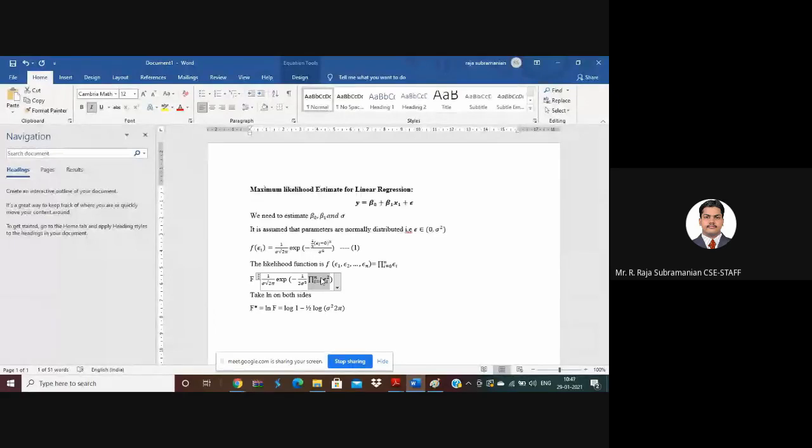So just these 4 lines I have taken for this class. Next, I'll take a log. Then I will substitute the sigma i with y minus beta naught minus beta 1 x1. With that, the entire thing completes, right?